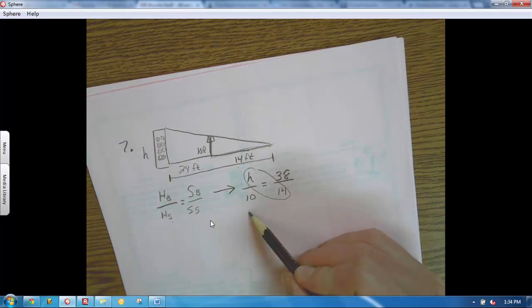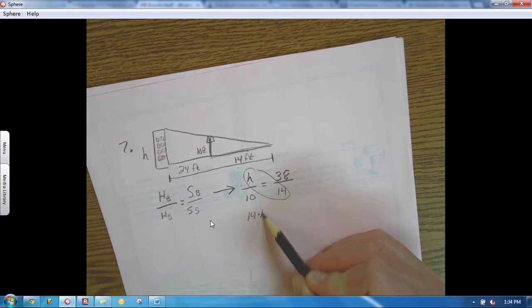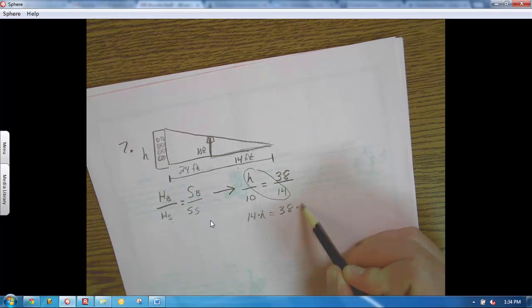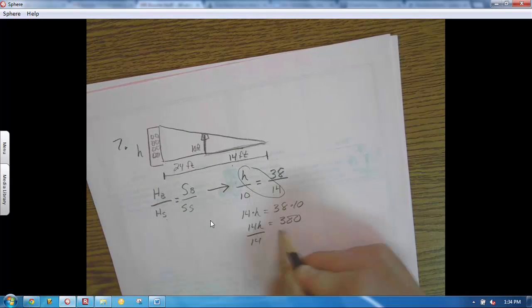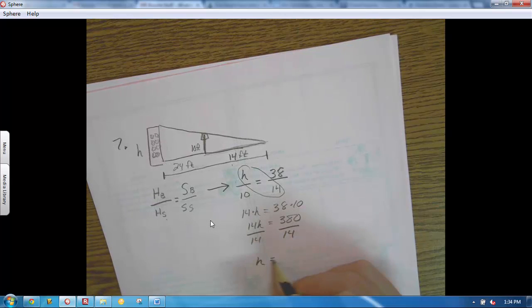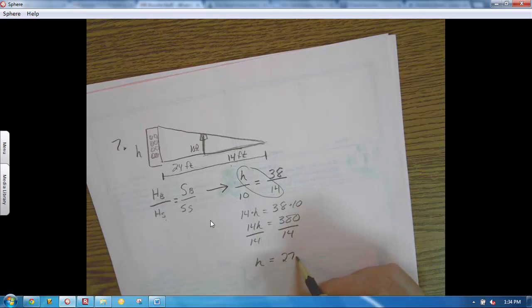We do our cross products here: 14 times h, 38 times 10. This is 14h, this is 380. And the last thing we're going to do to solve this is divide both sides by 14, and we're going to get about 27.1 feet tall. So the height of the building is approximately 27 feet tall using our indirect measurement method. Hope that helps you.